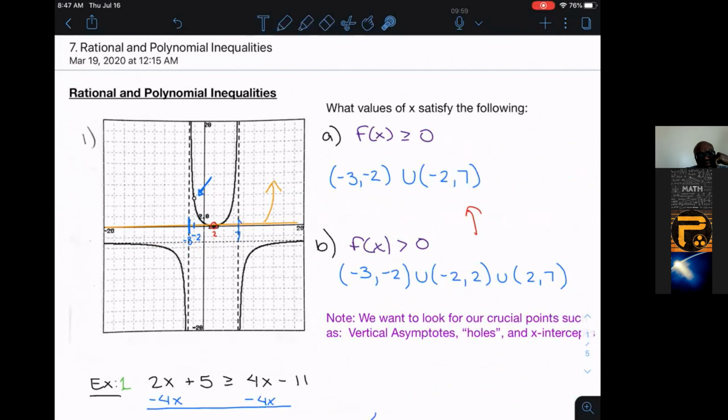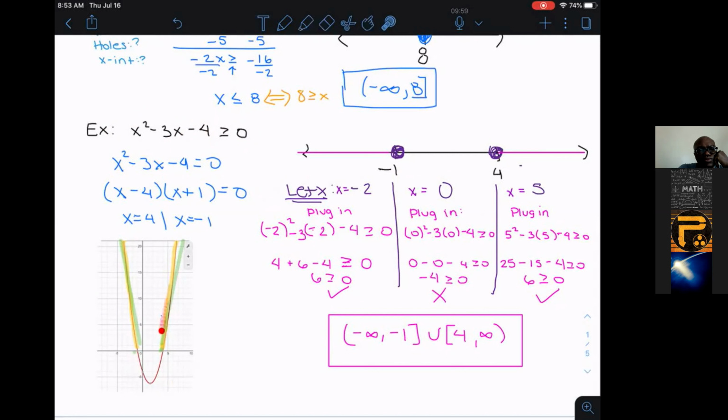If you did want to plug in your function, you can plug it in, and then identify where it's greater than or equal to 0. But here in this graph, we know that the quadratic functions have no holes or x-intercepts. Oh, actually, I made a list of them down here.